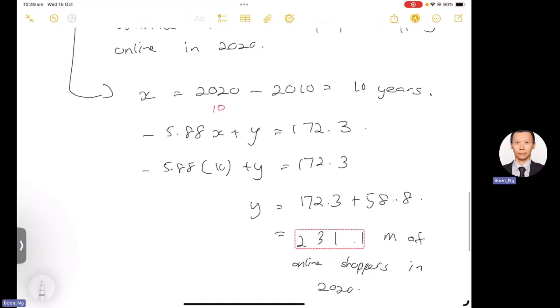All right. That's how you use a linear function when you want to figure something out.